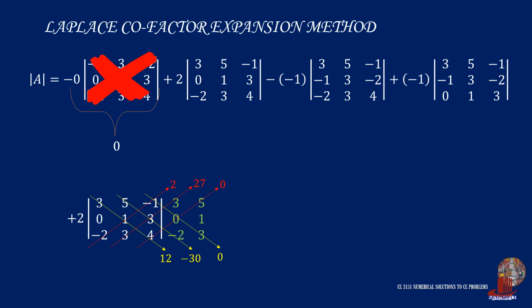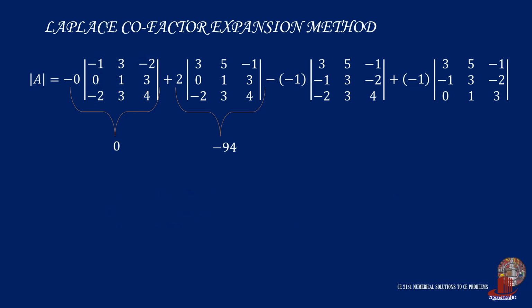So collect all products with the scalar. That is 2 times the quantity of 12 minus 30 plus 0 minus the negatives of 2 plus 27 and 0. Simplified, the quantity becomes negative 47. So the second term is negative 94. The third term is done similarly. The scalar is minus negative 1, then we use Sarrus' method for the determinant.